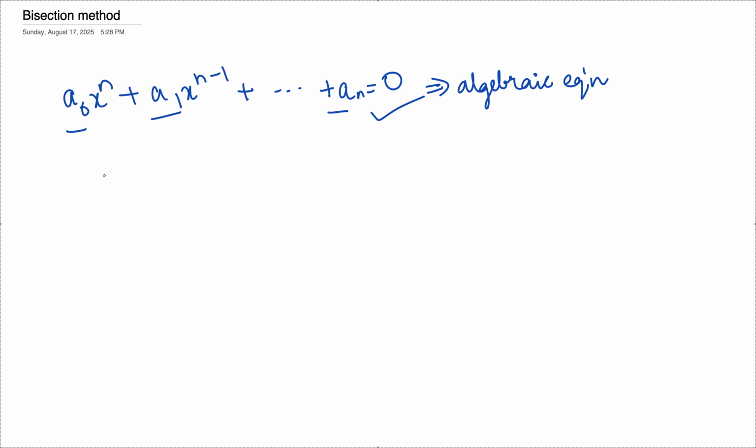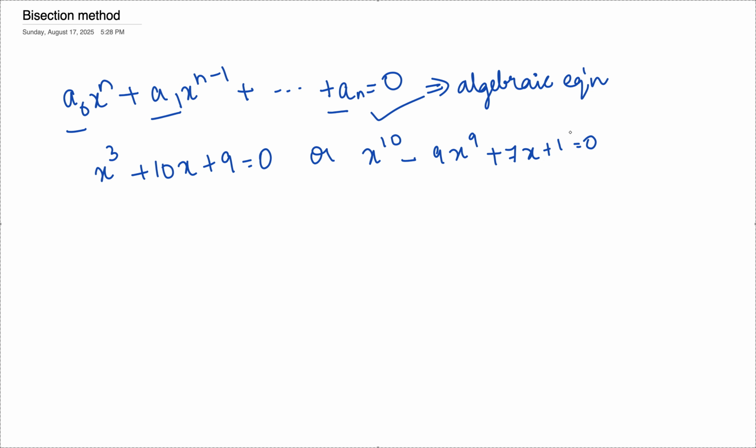So what are the examples of algebraic equations? We can say x cube plus 10x plus 9 is equal to 0, or we can say x power 10 minus 9x power 9 plus 7x plus 1 is equal to 0. So in this algebraic equation, we see that the degree is 3. Similarly, in this algebraic equation, the degree is 10.